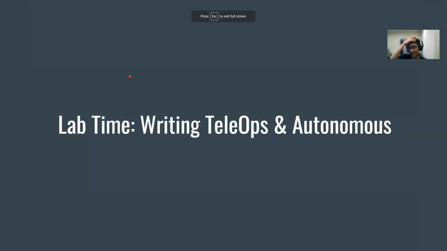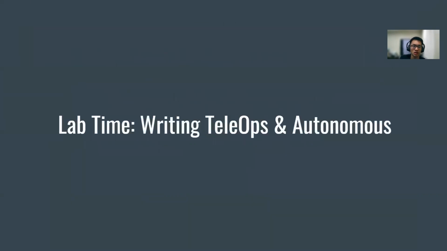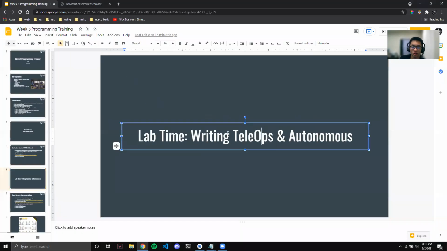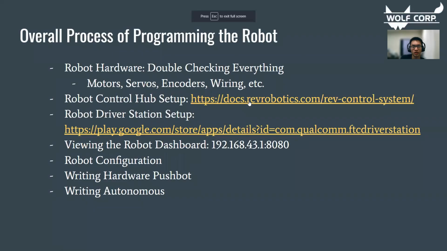So let's go ahead and continue on. That was just more the lecture, where we talked about the FTC SDK and some of the contents and resources. Now we'll be moving on to actually writing teleops and autonomous. For this video today, I think we're only going to be writing an autonomous. But autonomous won't be the only file we're writing. We'll also be writing our hardware push file, as you can see down here.